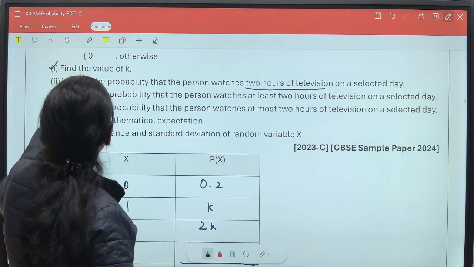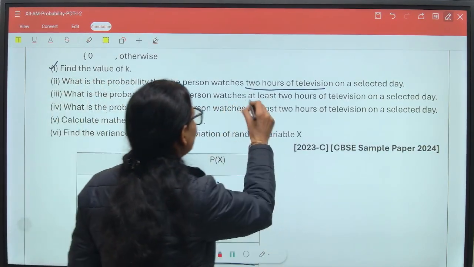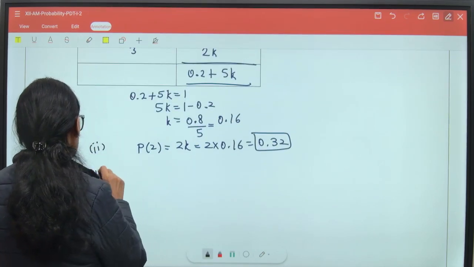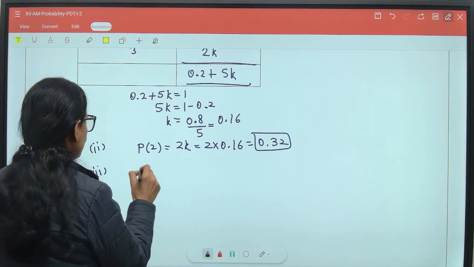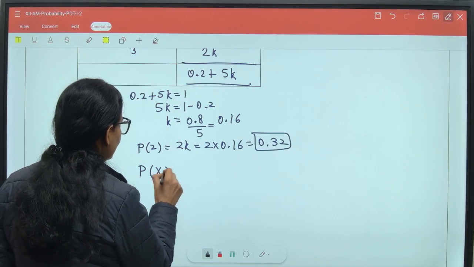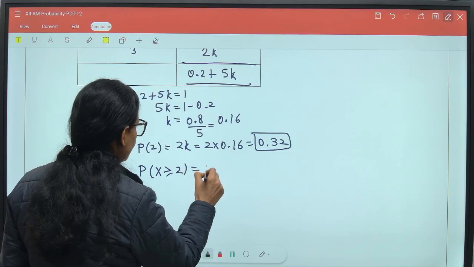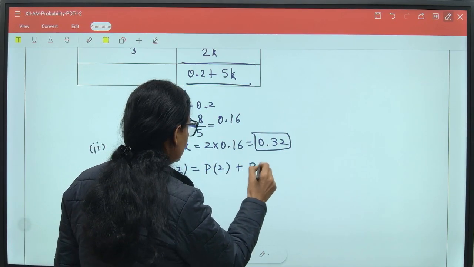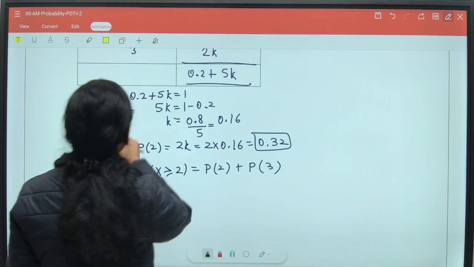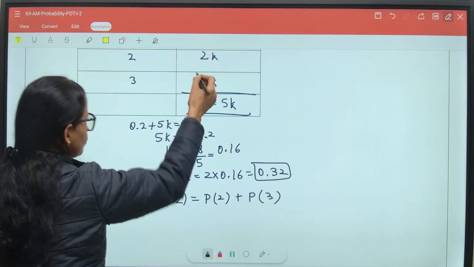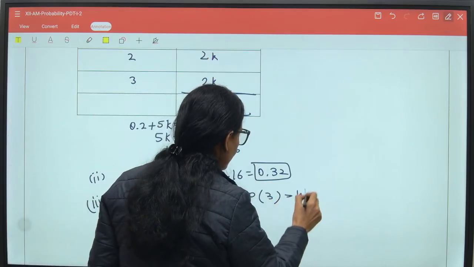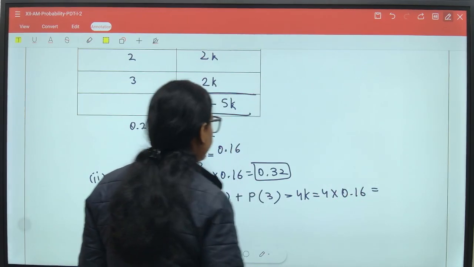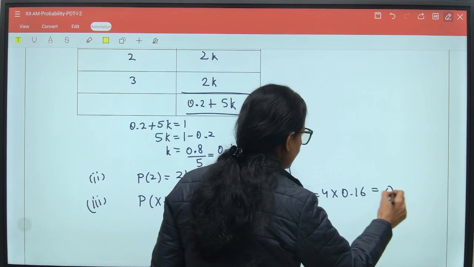Third part. What is the probability that the person watches at least 2 hours of television on a selected day? At least 2 hours means x has to be greater than or equal to 2. That means the probability of watching it for 2 hours and 3 hours together. So 2 and 3, 2k plus 2k is 4k. That means 4 into 0.16, which comes out to be 0.64.